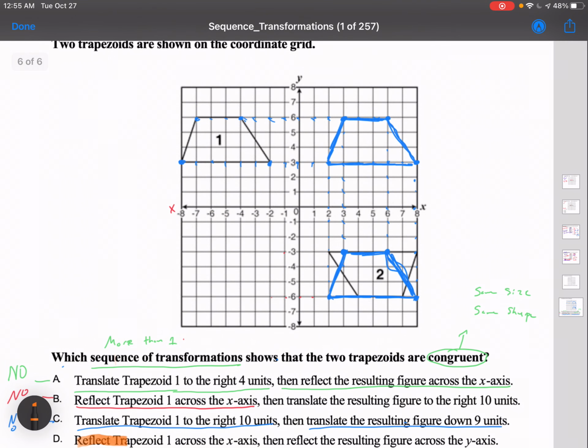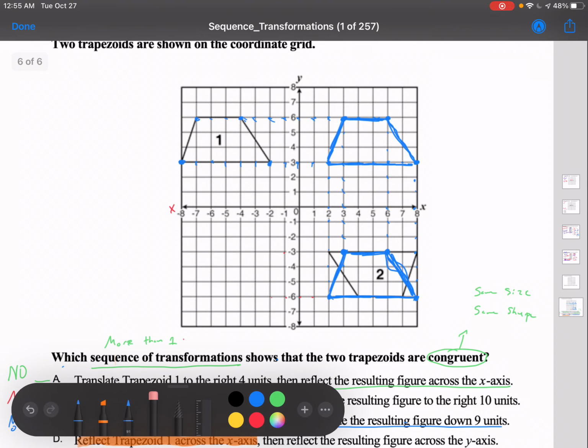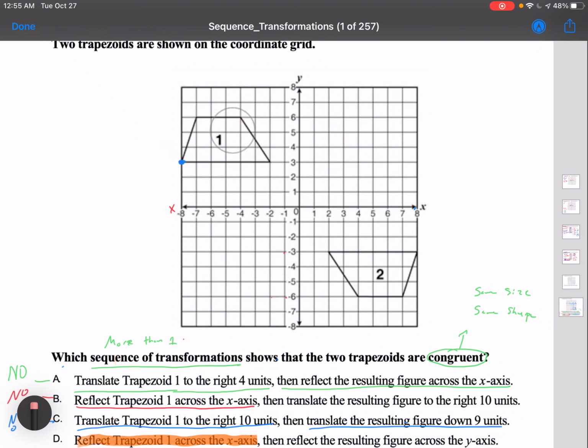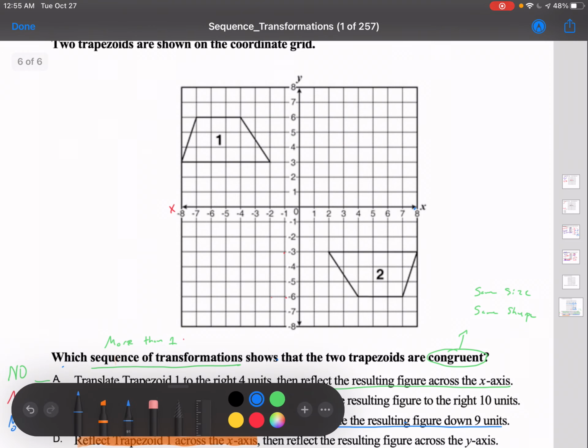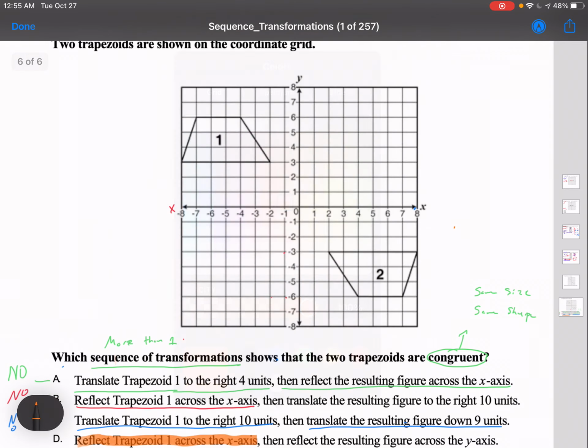It says reflect trapezoid 1 across the x-axis. So the first thing we're going to do is just go ahead and perform that transformation. I'm going to flip this across the x-axis. In order for me to do that, I need to count how far up it is from the x-axis. Remember, the x-axis is over here. And this point here is 1, 2, 3. So I need to do it on the opposite side. 1, 2, 3. Boom.